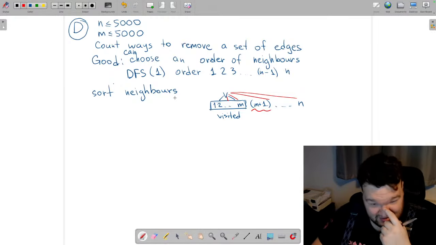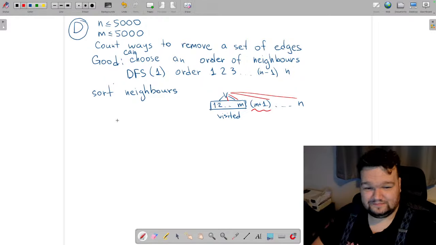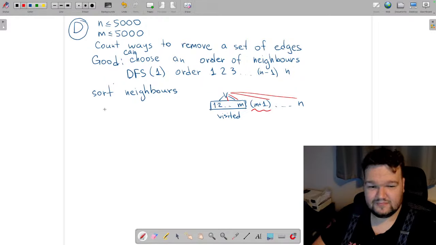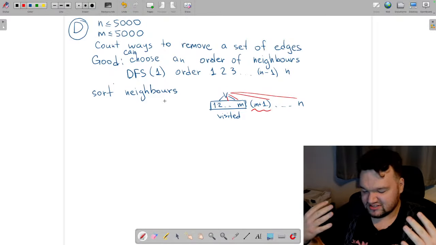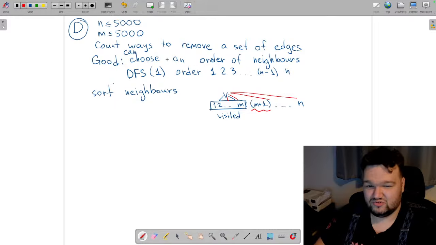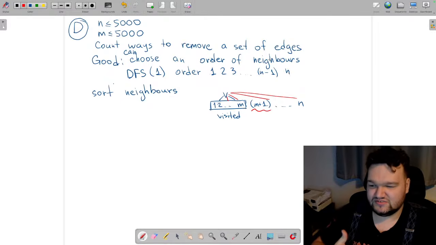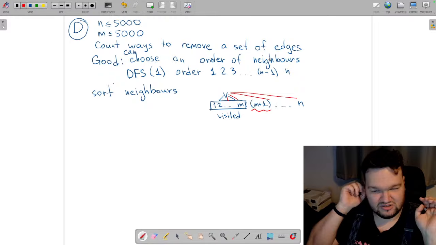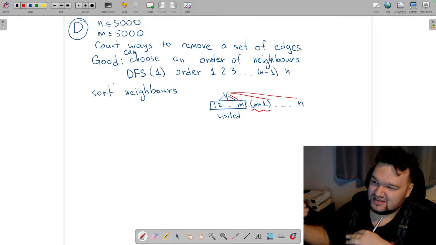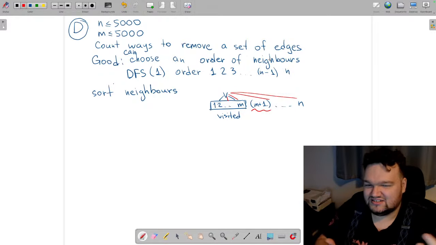Okay, great. So that's just nice to know, because we can sort the neighbors right away before removing any edges, and then decide which to remove. We will just pick them out of that sorted order, but the neighbors that are remaining will stay in the same sorted order.